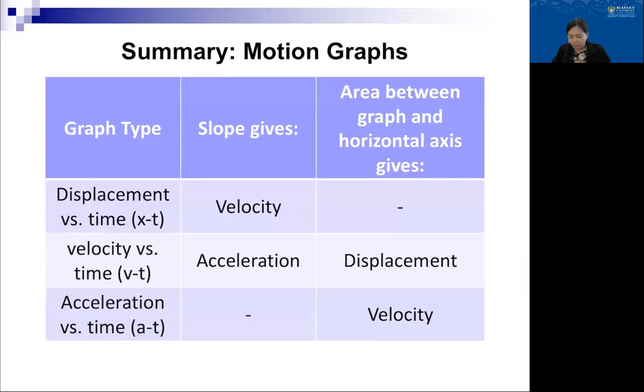And so this table here is probably quite useful to refer to when you're looking at problems with motion graphs and you're being asked to find the displacement, velocity, and acceleration. Okay, displacement versus time graph gives you a velocity if you get the slope. Velocity time graphs gives you acceleration if you get the slope. Acceleration versus time graph gives you velocity if you get the area, and velocity time graph gives you displacement if you get the area. All right, cool.